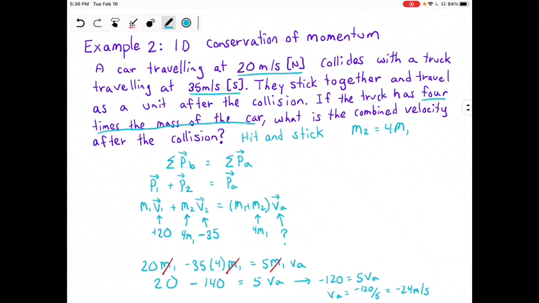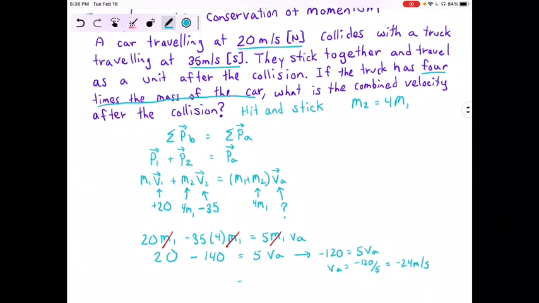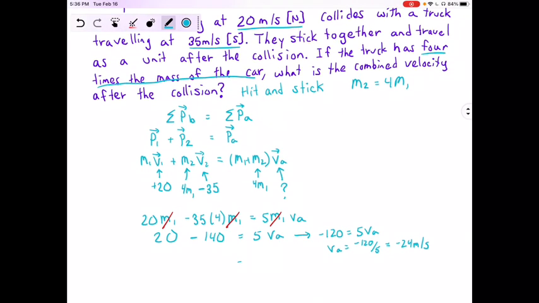Now for Physics 30, I would like you to not write your answers as negatives, write them as directions. So in this case, we have a question that's going from the north to the south, so a negative direction means south. So we have 24 meters per second to the south. And then we'll write out in a sentence our answer: the combined velocity is 24 meters per second to the south.